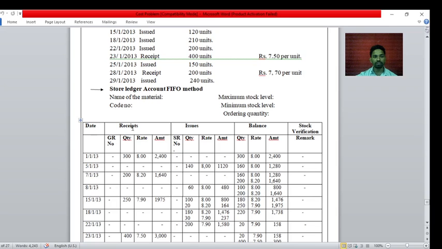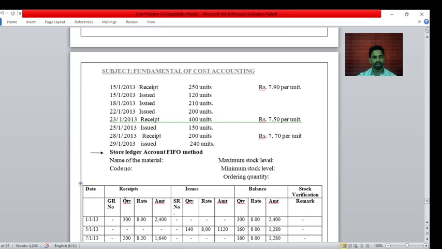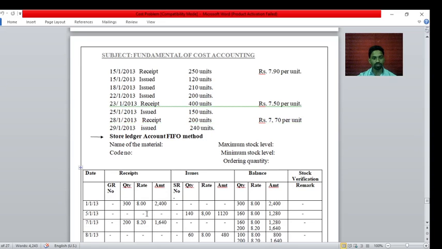Date column, GR column. In receipts there are 3 columns: quantity, rate, amount. In the issue column, again 3 columns: quantity, rate, amount. In the balance, 3 columns: quantity, rate, amount. Now on 1st January 2013, it is a receipt, so they record it in the receipt column. 300 quantity received at the rate of 8, and the amount is 2400. How did 2400 come? 300 into 8 rupees is 2400. On this date nothing was issued, so make it dash dash dash. The balance remains 300 at the rate of 8, amount 2400.